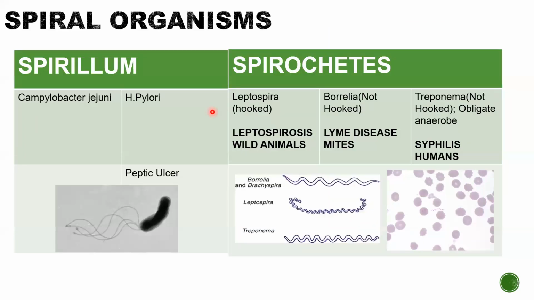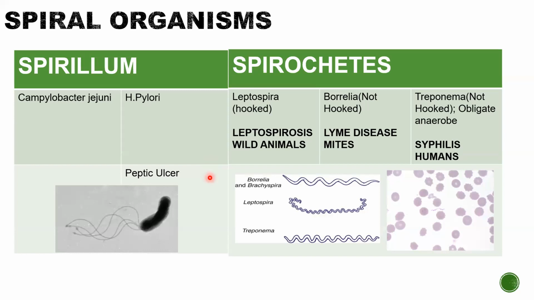Now for the last part, we have the spiral organisms. The spiral organisms can either be spirillum, where, as you can see in the picture, the organism has flagella attached to it, or spirochetes, where the entire thing is itself spiral. Starting with spirillum, you have Campylobacter jejuni and H. pylori. You need to remember that H. pylori causes peptic ulcers. This is very important.